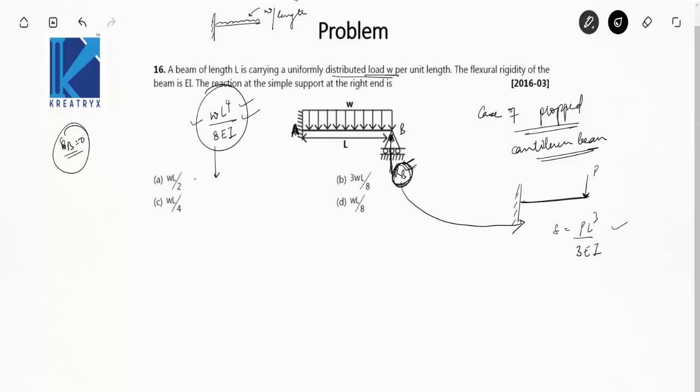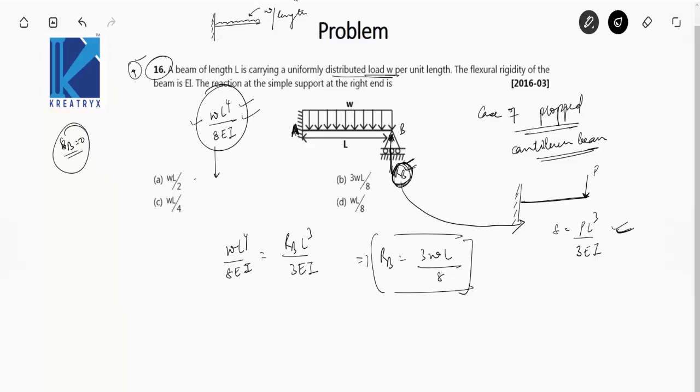So I can equate both these deflections and I will get my reaction at B. This is RB L cube by 3EI. Solve it. RB will be 3WL by 8. Okay, so this was an important concept.